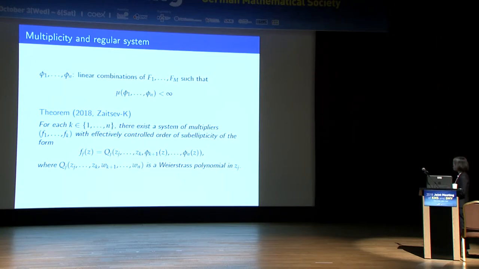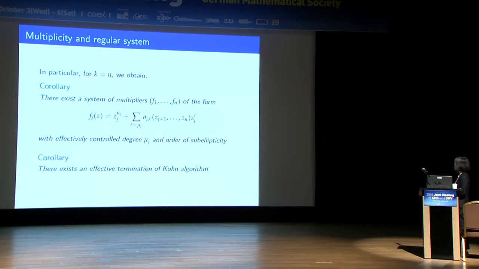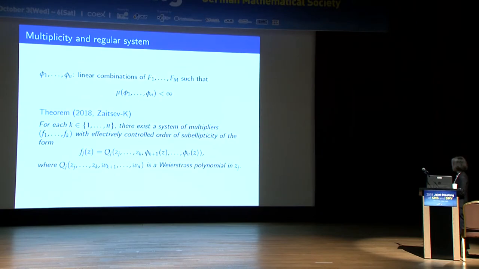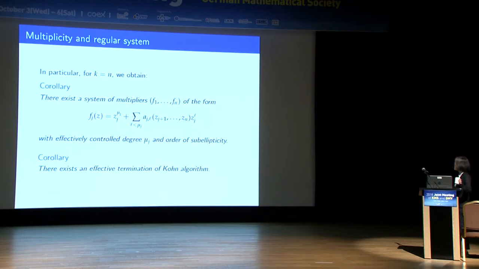So for instance, if k is n, we obtain this special form of multipliers. So this is a regular system, this is because the variables only start from gj, so this is a regular system. And the point is that the order of subellipticity and the degree is also controlled. And by taking its radical, we can terminate Kohn's algorithm.